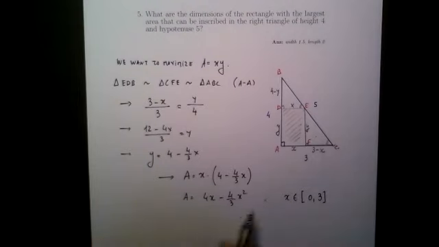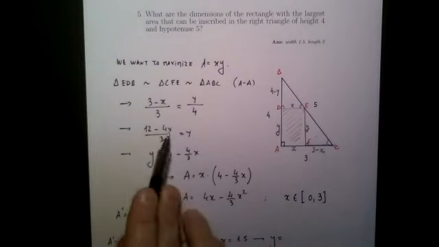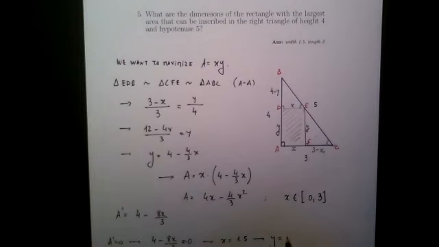Okay, so that's where we have to now maximize this function over this interval. So that's something that we've done a lot. So A prime is going to be 4 minus 8x over 3. So A prime equals 0 would mean that 4 minus 8x over 3 equals 0. And that would mean if you solve, you get x equals 1.5. And if x is 1.5, you plug it back here, and you'll get y equals 2.